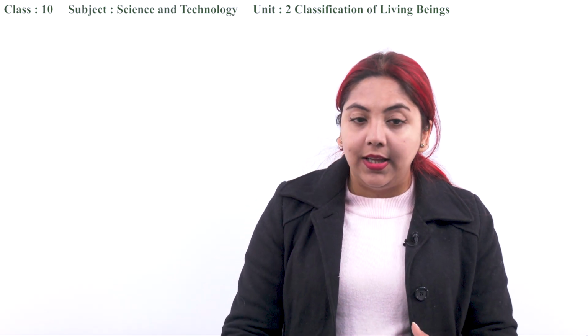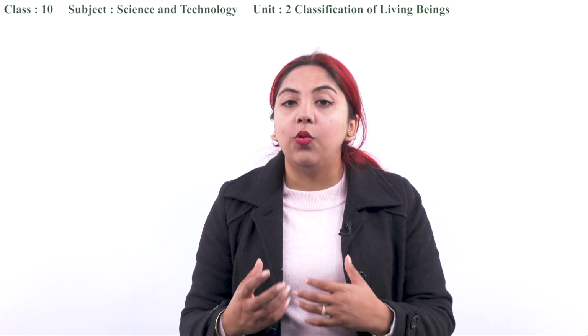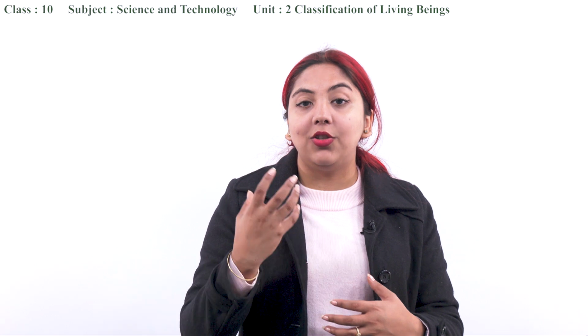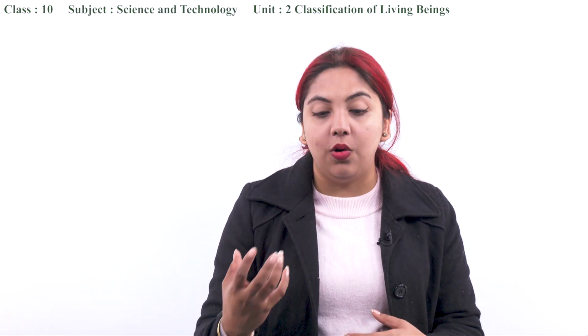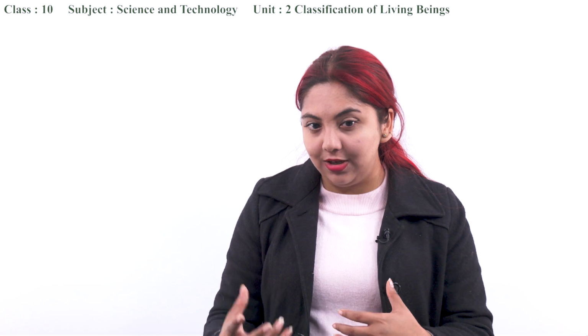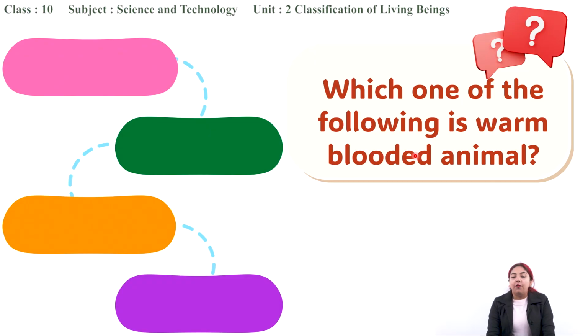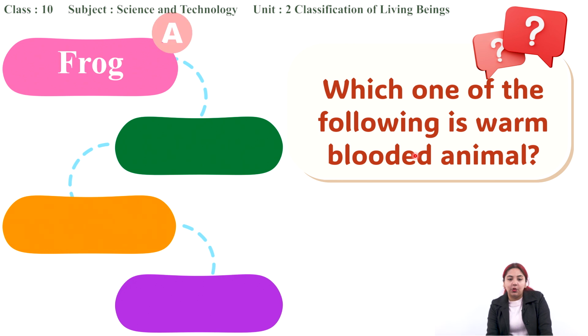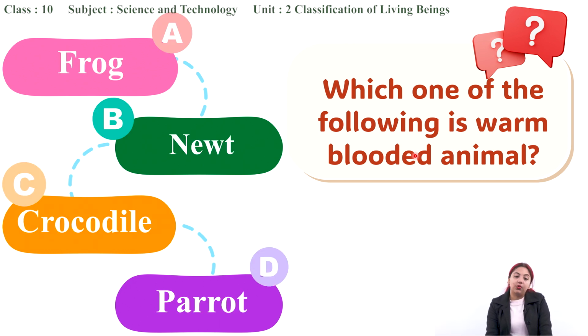Now I'll ask you guys a few questions so that you can check yourself if you have understood what I have taught you. The first question is, which one of the following is a warm-blooded animal? This is a very easy question. You have four options: frog, newt, crocodile, and parrot. Which one of them is a warm-blooded organism?